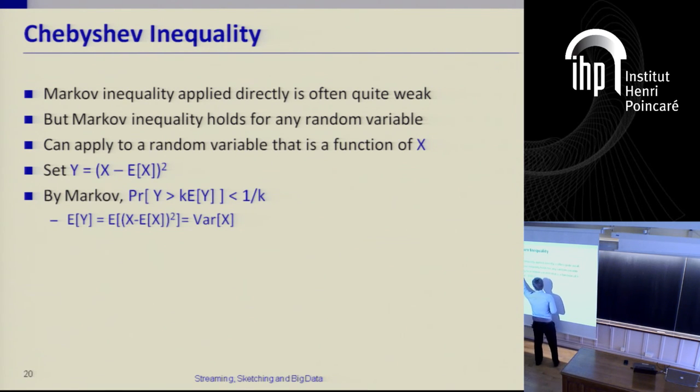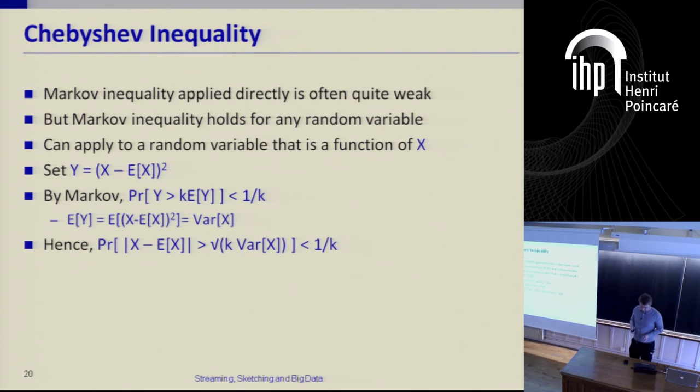All right, so this random variable y, the probability that it exceeds k times its expectation is at most 1 over k. And it just so happens, carefully chosen, that the expectation of x minus its expectation, squared, is what we may more familiarly know as the variance. Right. So what this really says, if I then take the square root, is that the probability that x deviates from its expectation in absolute terms by more than some factor times the standard deviation, basically a root k factor times the standard deviation, is at most 1 over k. Okay? So that gets us something known as the Chebyshev inequality.